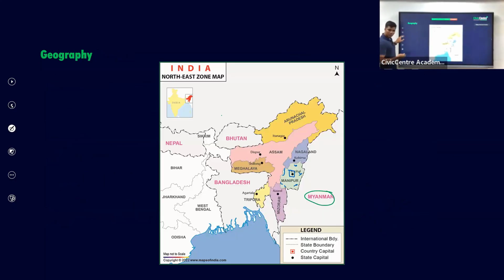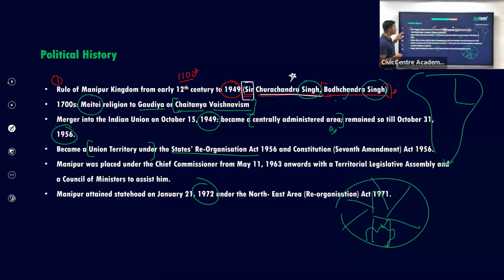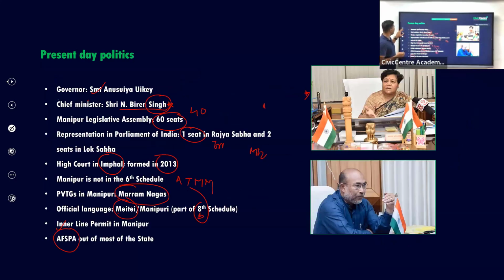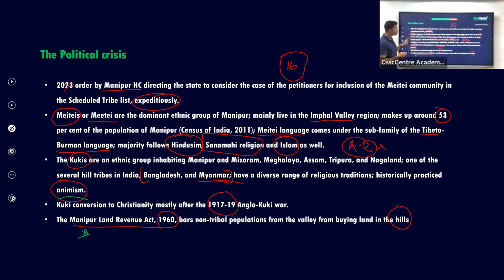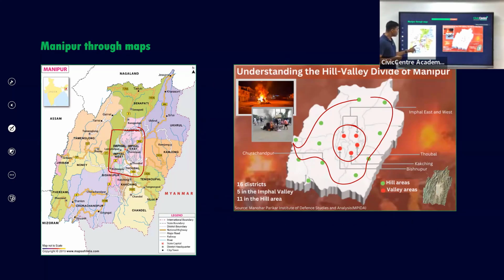We have discussed the geography. We have discussed the political history. We have discussed the present day politics. We have discussed the reason for the ongoing crisis. And you should also know there is a place called Moreh. Okay. Have you heard Moreh? Ever the place Moreh in news?